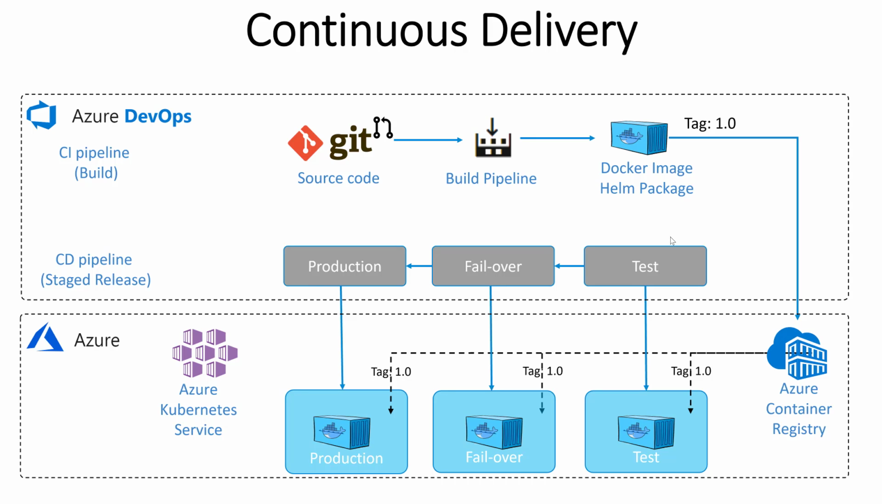And we change its behavior by specifying different configuration. So we do not generate a different image for the test environment, different from the failover environment and different for the production environment. No, same image, and it gets promoted through the different environments.